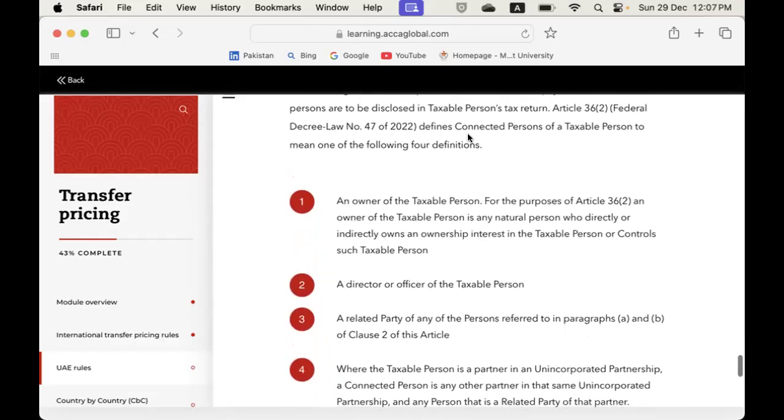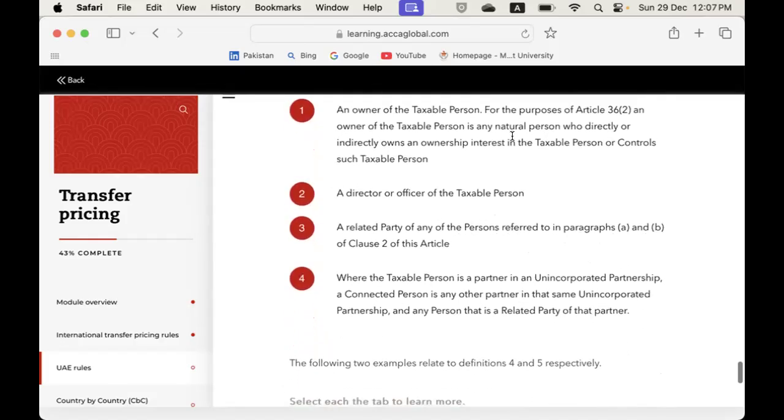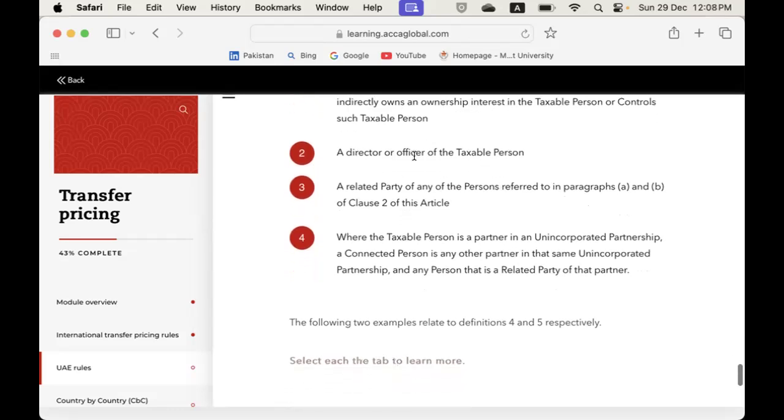So the decree law defines the connected person as one of the four definitions. An owner of the taxable person, meaning a shareholder, could be their partners. For purposes of Article 36, the owner is any natural person who directly or indirectly owns an ownership interest in that person. Director or officer. Now here the word officer has been written, which is again subject to interpretation, but please understand that we are talking about key office holders here.